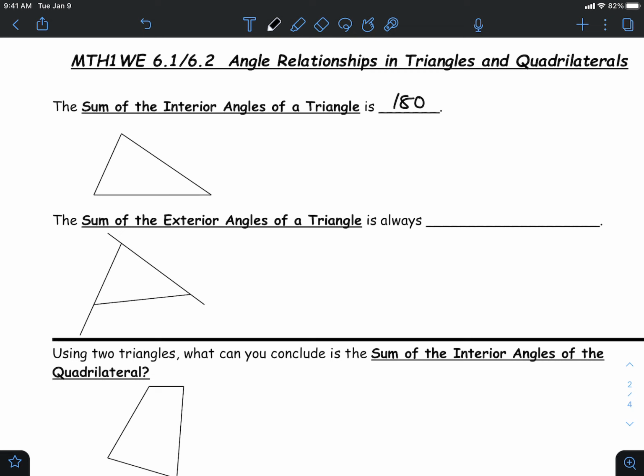Okay, so it's 180 degrees. All right, which means here are your Greek friends here. We've got theta, phi, and alpha. That means theta plus phi plus alpha equals 180 degrees.